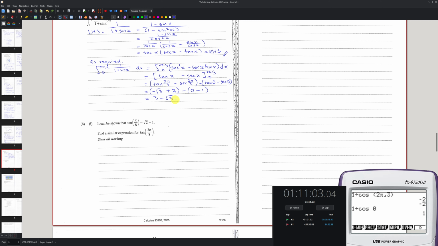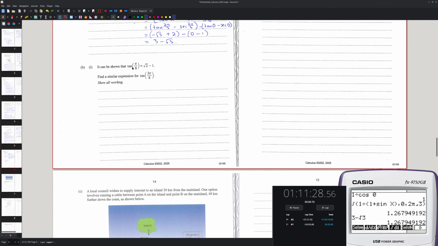I believe this can do an integration. Wait. Calc integral. Oh, man. 1 over 1 plus sine x, from 0 to 2 pi on 3? Okay, that's good, that's good.